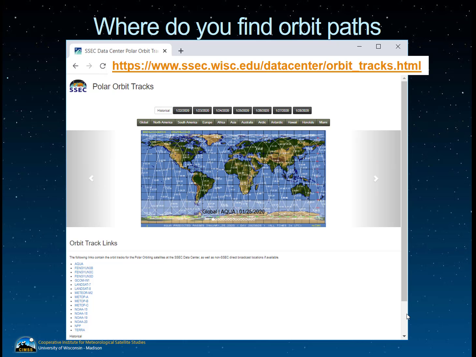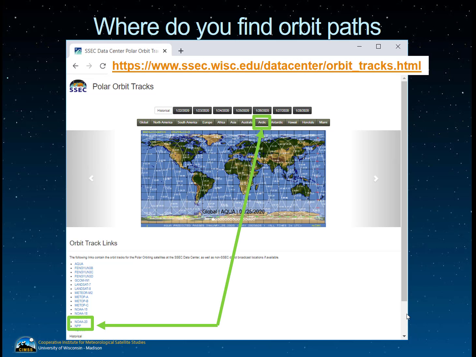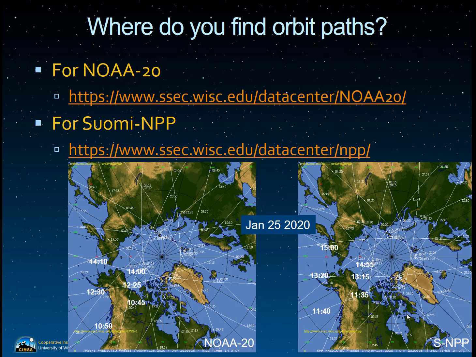One of the first challenges with using these data is where are the orbits. You can find the orbit paths online, choose the Arctic projection, and then choose NOAA-20 or NPP. And you'll see something like this. Orbits are similar for both NOAA-20 and Suomi NPP. These are the orbits from January 25th, 2020. They're similar from day to day.